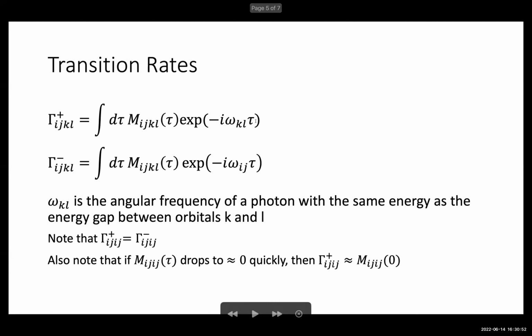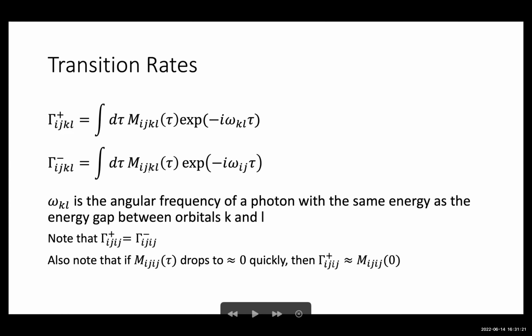So with these autocorrelation functions, we can turn these into transition rates through these equations here. And again, we're only really going to be looking at the case of ij, but these are technically the definitions of these things. And so this omega is actually a physical value. This does actually come from somewhere. That's just the angular frequency of a photon with the energy of this energy gap.